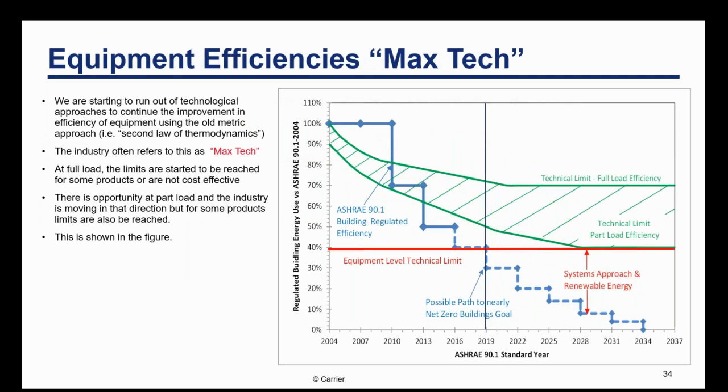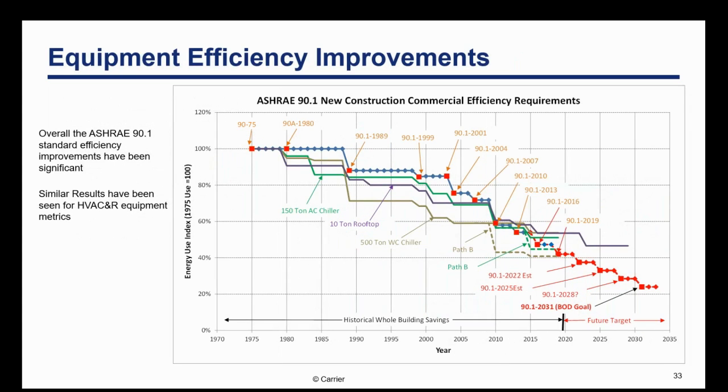Yeah, what I've superimposed on here is what's happened with mechanical efficiency. So these are typical, sorry, go back one slide, please. So yeah, shown on here I've shown a couple of typical products. There's a 150-ton air-cooled chiller shown in the green, the 10-ton rooftop shown in the purple, and then a 500-ton water-cooled chiller. And you see these actually have improved faster than what 90.1 has improved.